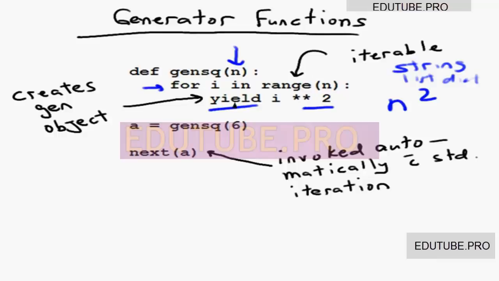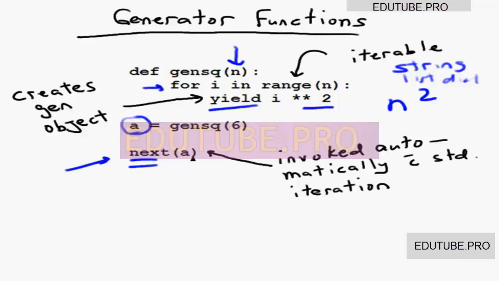And because we're yielding a generator rather than just a straight ahead data object, we're going to invoke the yield statement. So therefore we could then assign gen square 6 to the name A, and A is going to be not a list, not a tuple, it's going to be a generator object. And I'll show you that in the demo in just a moment.